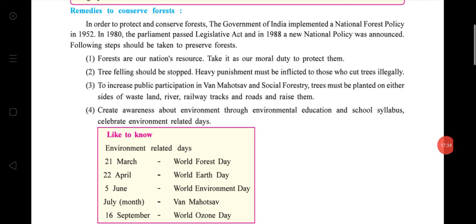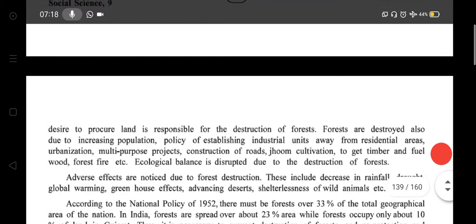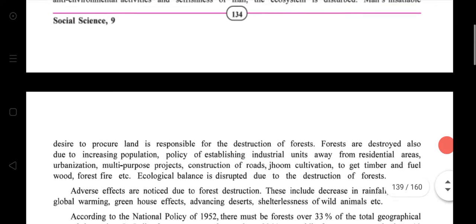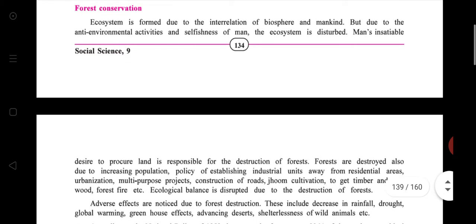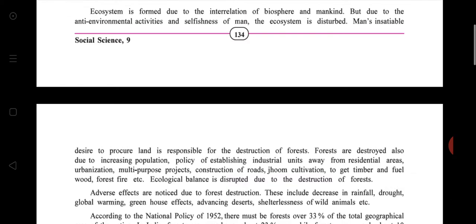Now, remedies to conserve forest. No. Before that, you have 1 minute. You read this paragraph, this topic, forest conservation. Then we will start remedies. Okay, read. See students, I provide a perfect time between each topic for learning and reading. So please utilize this time, please. Okay, start reading.